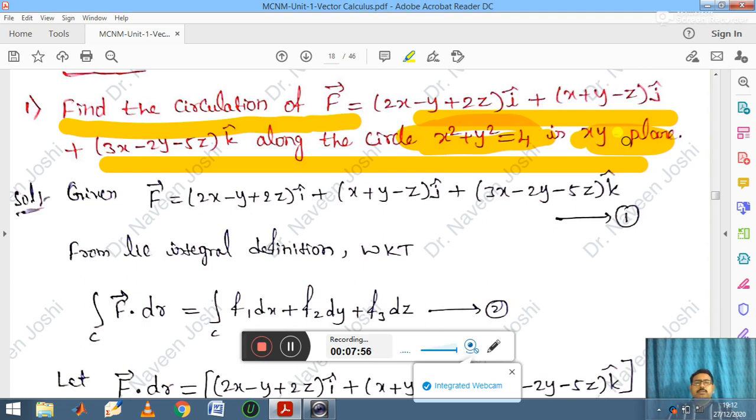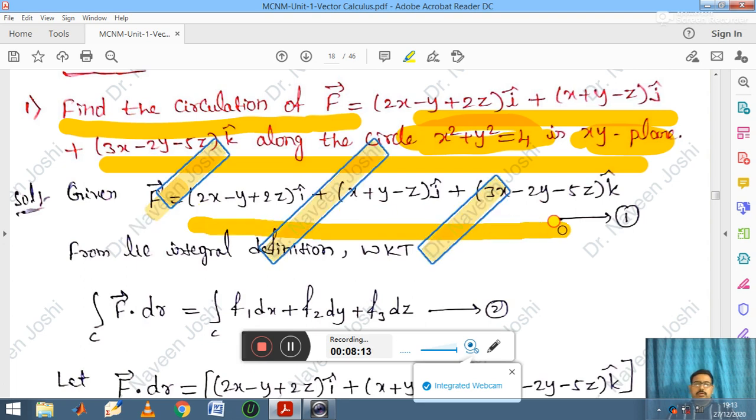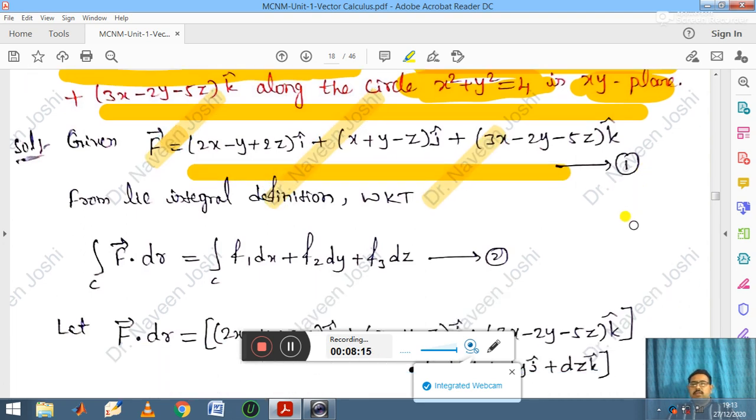So what are the parametric equations of the circle? x equals r cos theta, y equals r sin theta are the parametric equations. So let us see the solution here. F is the given vector point function. You take it as equation 1.